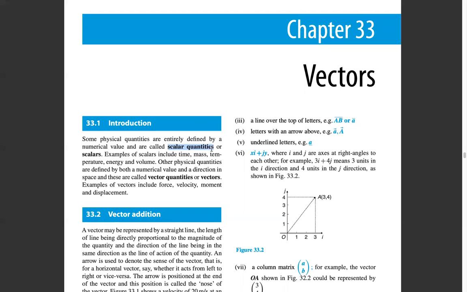If somebody asks you, what is the temperature? You say 10 degrees Celsius, right? That's what we call a scalar quantity. It's magnitude alone. Some quantities, though, need more than a magnitude; they need a direction as well.